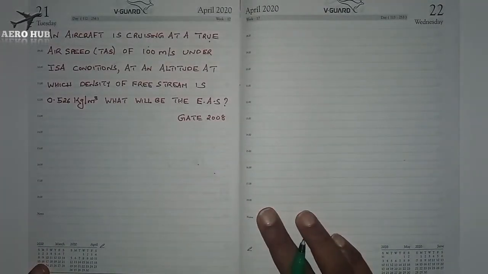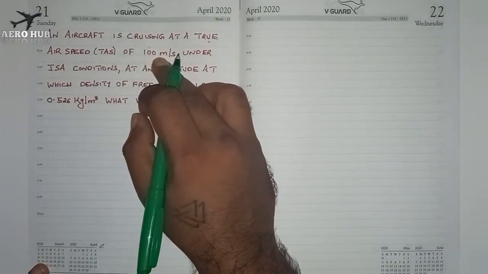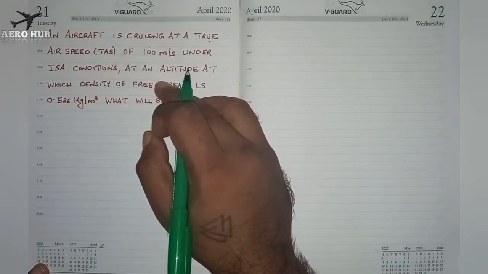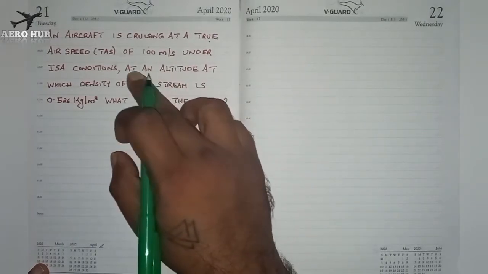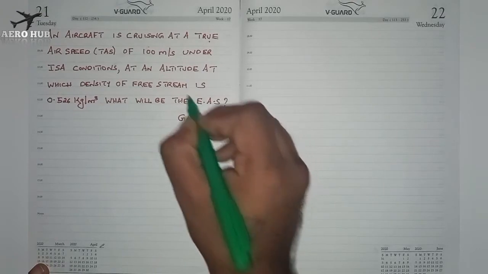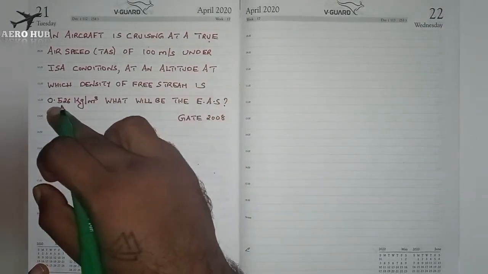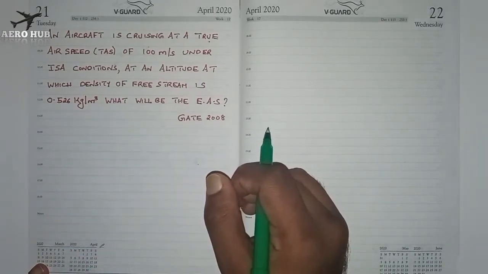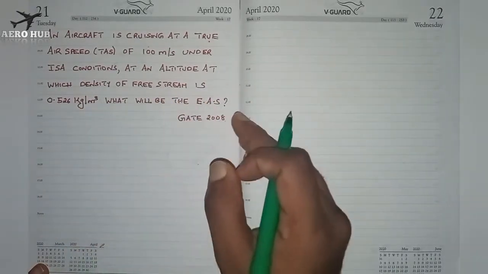An aircraft is cruising at a true airspeed of 100 meter per second under ISA condition, that is at a standard condition. They are asking to find out the equivalent airspeed at an altitude at which the density of free stream is 0.526 kilogram per meter cube. They haven't given the altitude, they have given the density at the corresponding altitude.